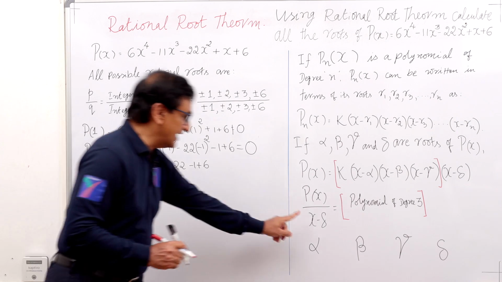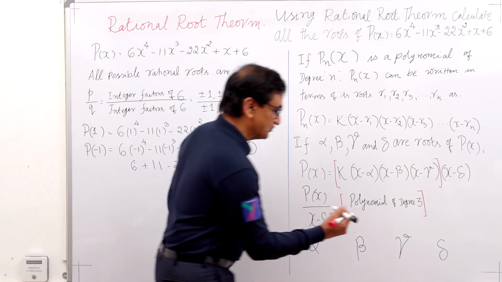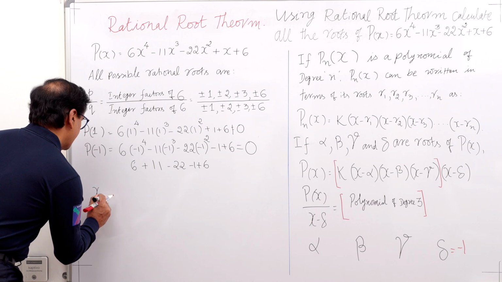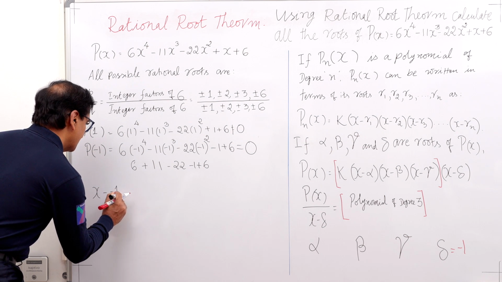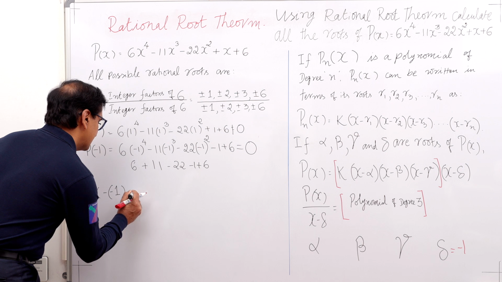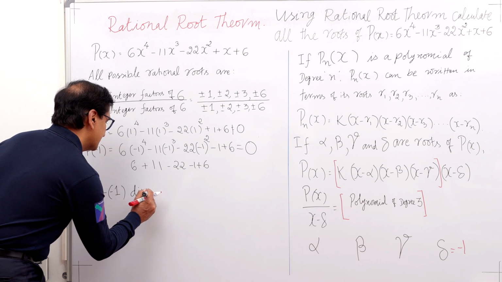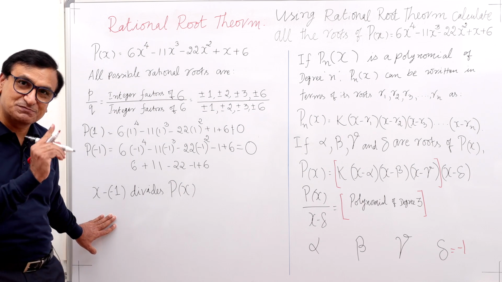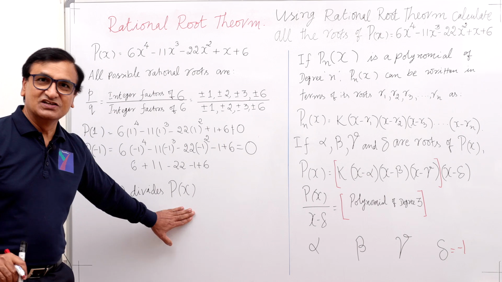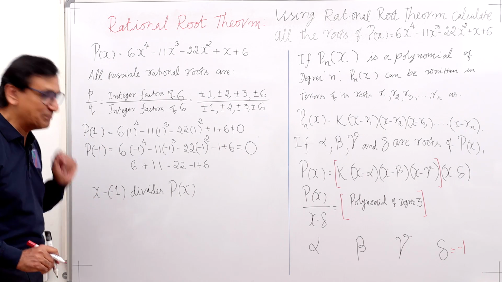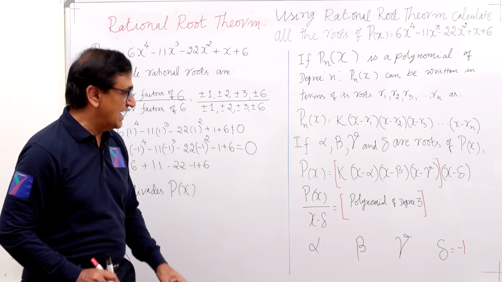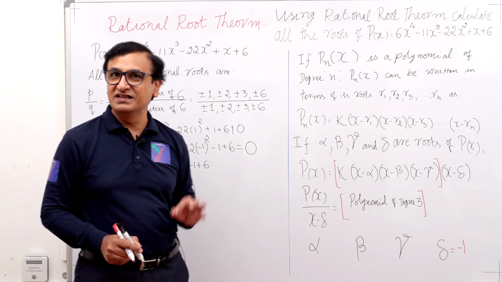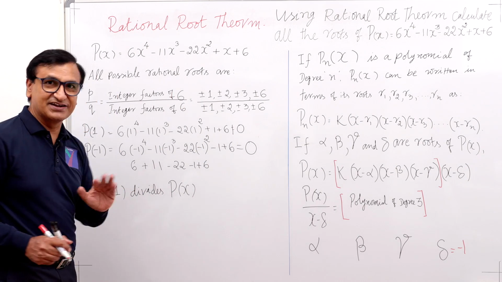That means x minus delta, delta is minus 1. Therefore, x minus minus 1, that is x plus 1, divides p of x. So what we are going to do now is divide p of x by x plus 1 and get our polynomial of degree 3 here. So we are going to do a polynomial long division. I'm going to rub this and continue in the next screen.